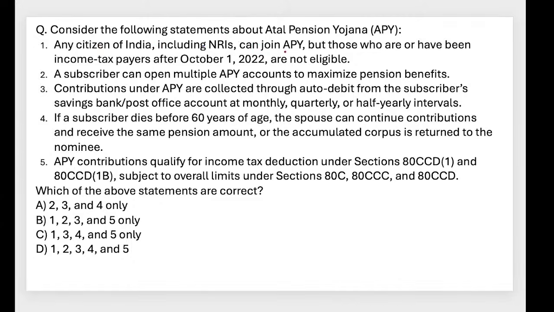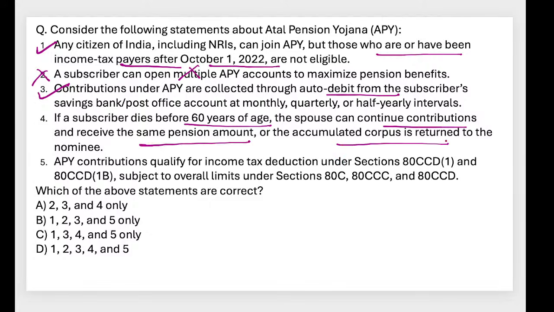So any citizen of India, including NRI, can join APY, but those who are or have been income tax payers after 1st October 2022 are not eligible for this. A subscriber can have only one account for this. Contribution under APY is collected through auto debit from the subscriber's savings account or post office. If the subscriber dies before 60 years of age, the spouse can continue contribution and receive the same pension amount, or the accumulated corpus is returned to the nominee. APY contribution qualifies for income tax deduction under 80CCD and 80CCD(1B), subject to the overall deduction limit of 80C, 80CCC and 80CCD also, right? So that is also true. So 1345 means option C will be the right answer for this one.